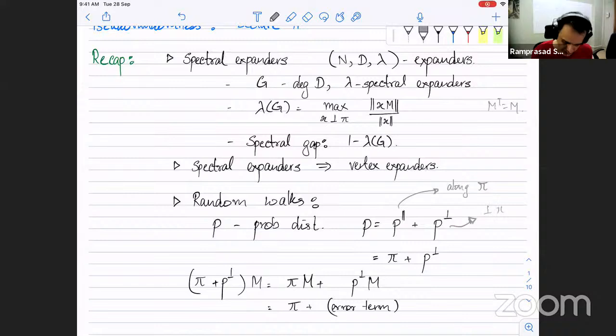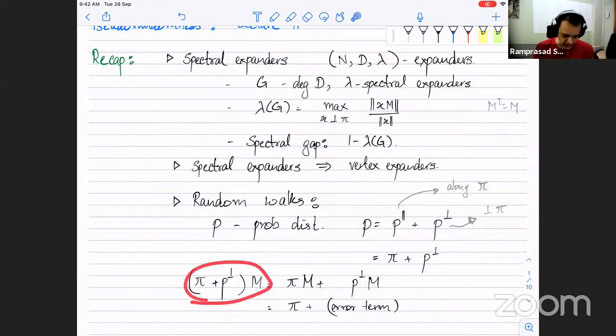Okay, perpendicular to pi. So you just decompose the probability vector into these two components, and you look at the operation of M on those two components separately. By the way, if p is a probability distribution, it turns out that this p parallel will be exactly equal to pi rather than a constant multiple of pi. Because this must sum up to 1, and this is also summing up to 1, the dot product is just 1, depending on what dot product you choose. With a little bit of tinkering, you can convince yourself that it's true.